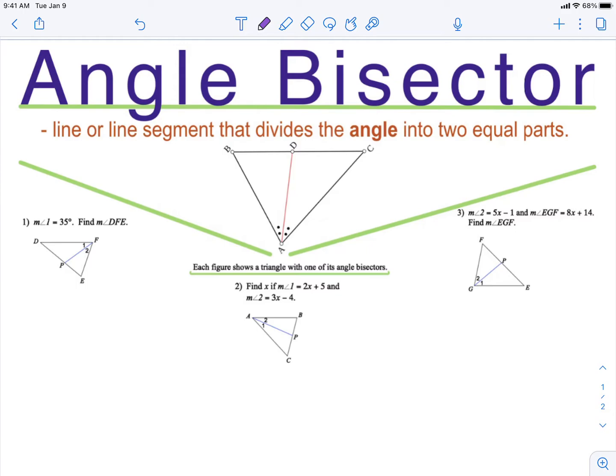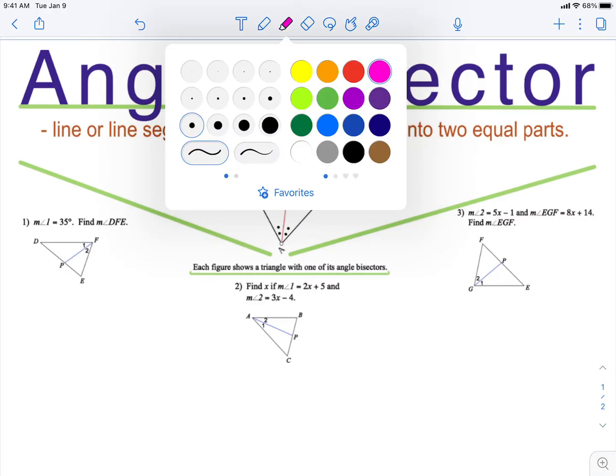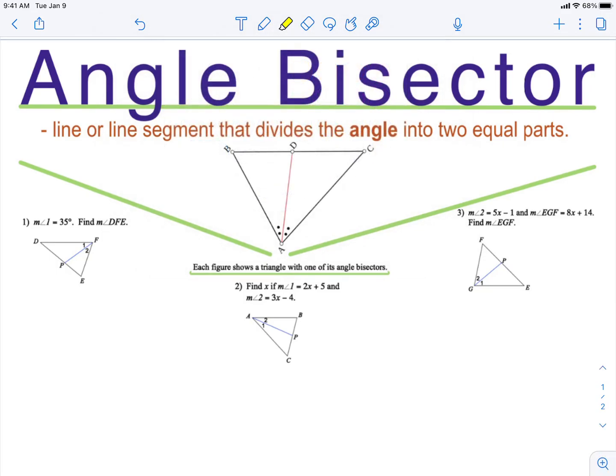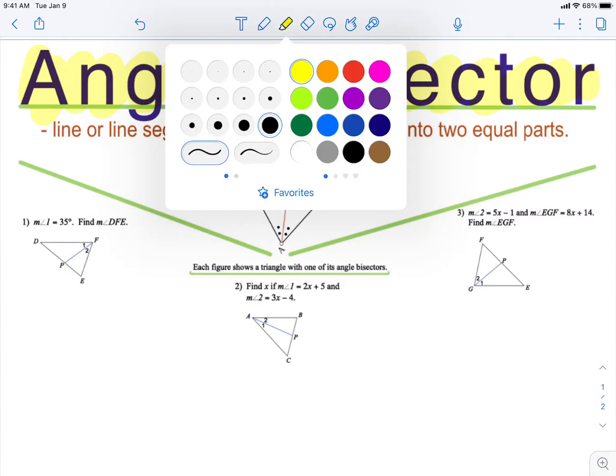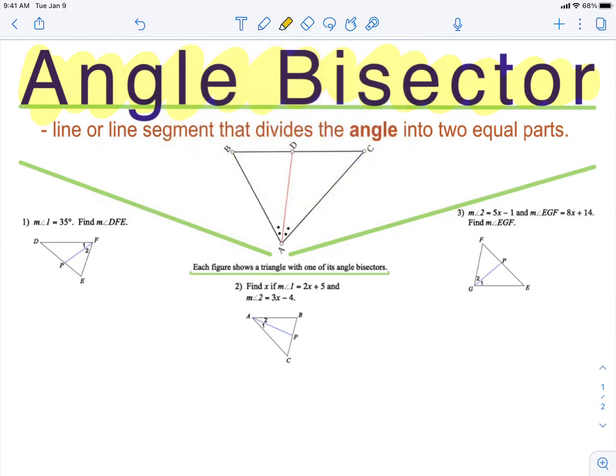First thing, like we always do, is we identify the name of these notes. The name of these notes is angle bisector. These notes are called angle bisector.